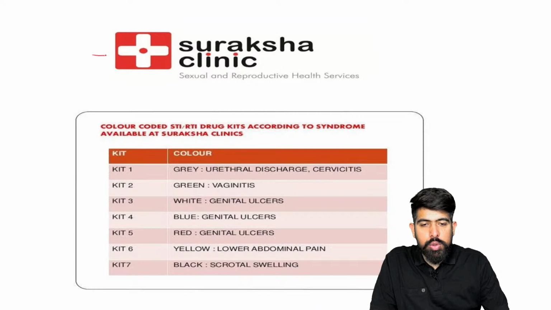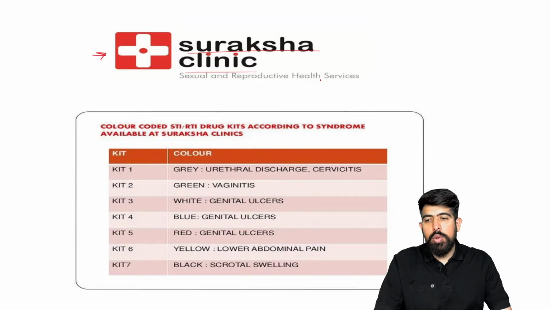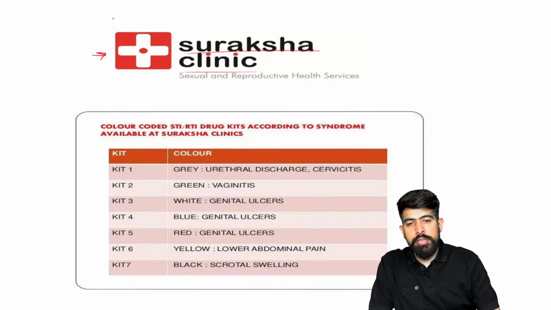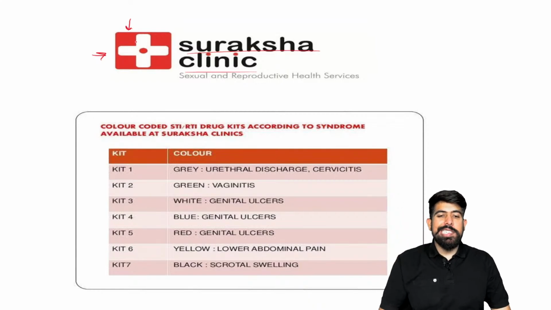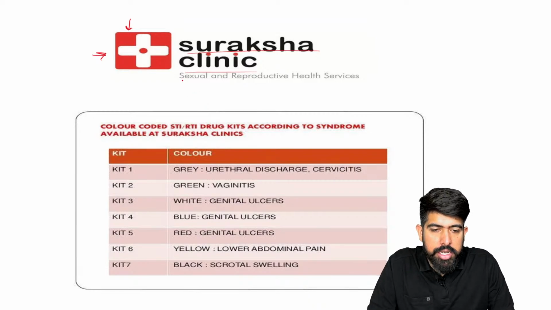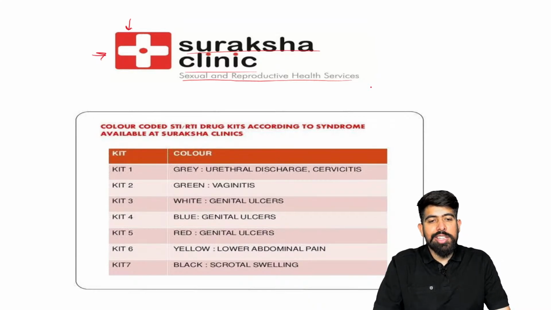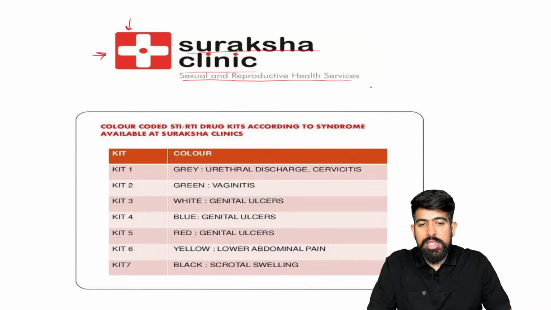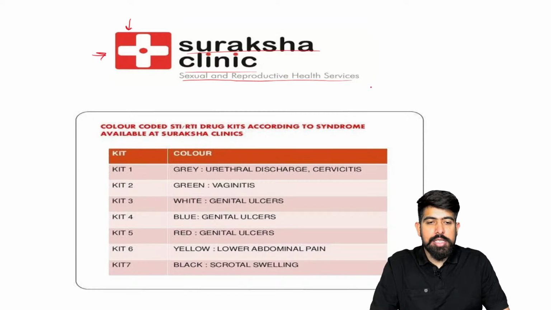Moving forward to the next logo, this is the logo for the Suraksha Clinic. Yes, it is clearly written in this logo, the Suraksha Clinic, but they will give you only the image. What do you see in this image? There is a red color box with a plus sign, and please remember the dot should be in the middle of this logo. And what is this Suraksha Clinic? Yes, it is for sexual and reproductive health services, used for STDs. I hope you studied about STD diseases, right?